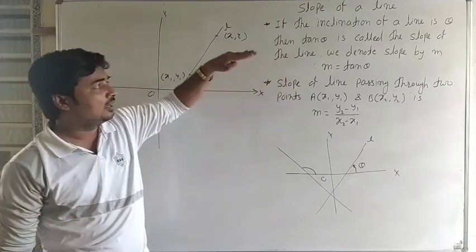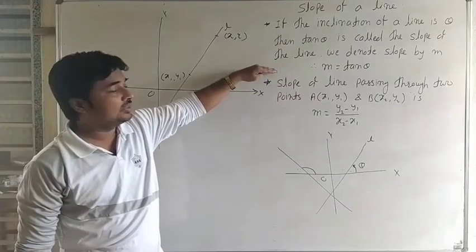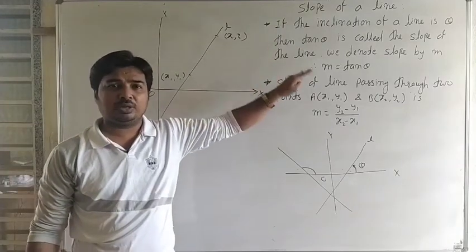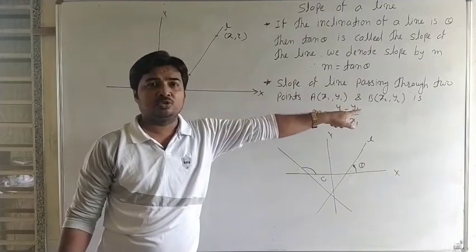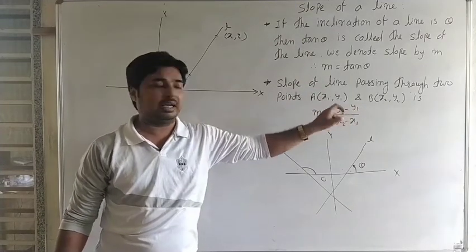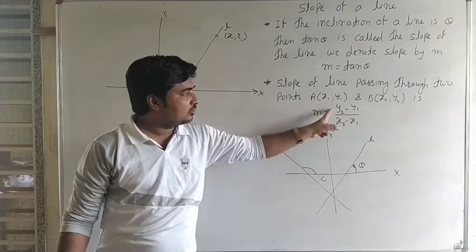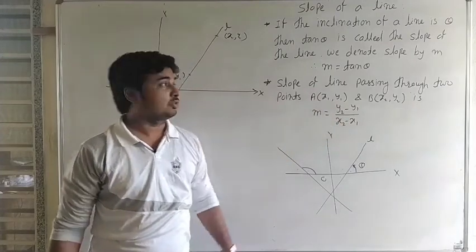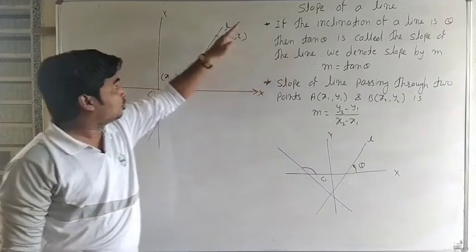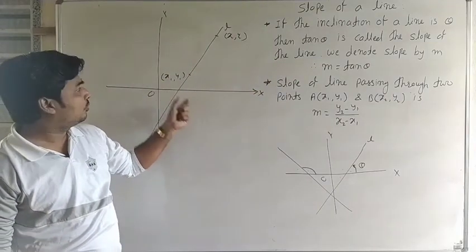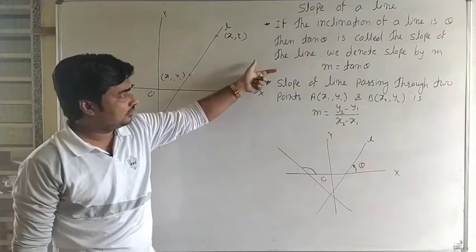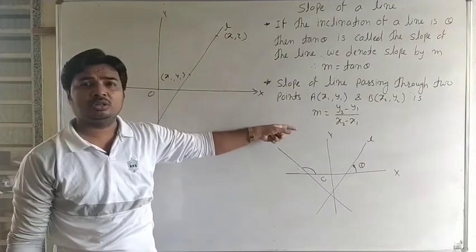But there are two methods to find the slope of the line. One method is by the inclination of the line: the tangent of the inclination is the slope of the line. The other method is passing through 2 points, x1 comma y1 and x2 comma y2, any 2 points on the line. Then the slope of the line is y2 minus y1 upon x2 minus x1. The slope of a line L is the same by any one method, whether the angle method or the passing through points method.